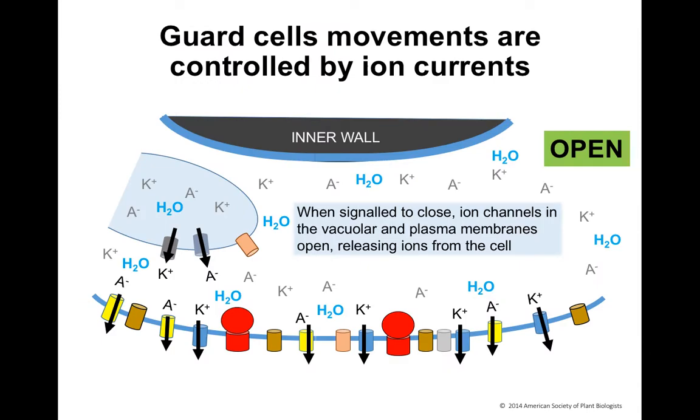So these guard cell movements are controlled by ion currents. Guard cells are able to integrate all those different environmental signals, and they end up activating or inactivating various ion channels, and this causes ions to leave the cell. Some of these ions and water will come from vacuoles.